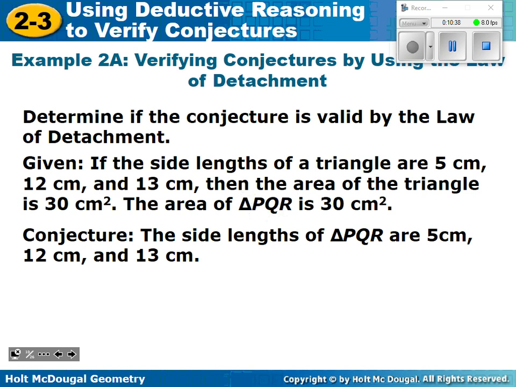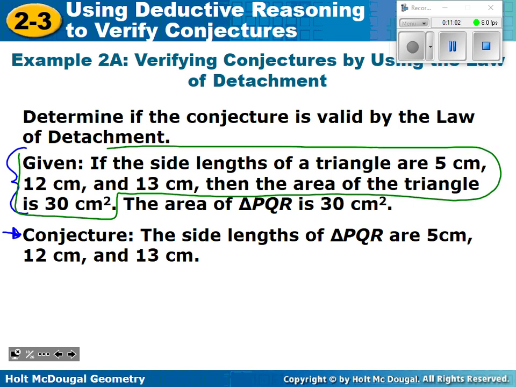So for example, determine if the conjecture is valid by the law of detachment. Given, all of this is given to you. This is the conclusion or the conjecture. So if the side lengths of a triangle are 5, 12, and 13, then the area of the triangle is 30 centimeters squared. That right there is your if-then statement. P implies Q. You are given that that is true, okay? You're also given that the area of triangle PQR is 30 centimeters. So what I usually do is start and ask myself, what's my hypothesis P? What's my conclusion Q?